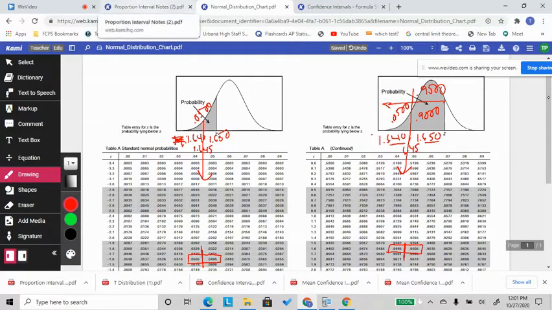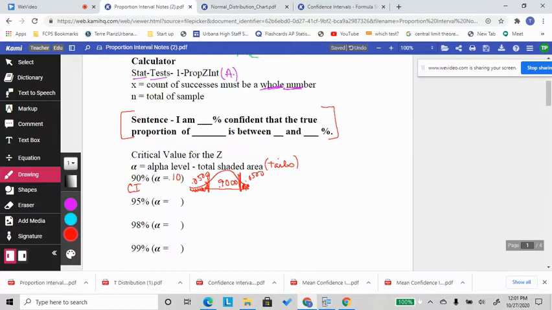All right, so make sure you have these. You're going to use these over and over and over again. So for this one, it is going to be a plus and a minus 1.645. That is the number here, here, and here that gives me a middle 90% for my confidence interval.